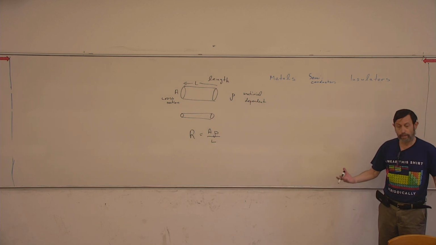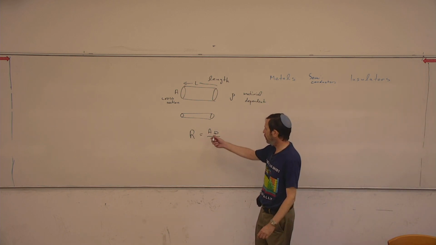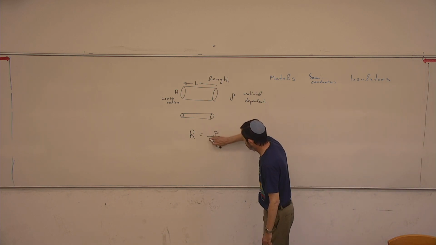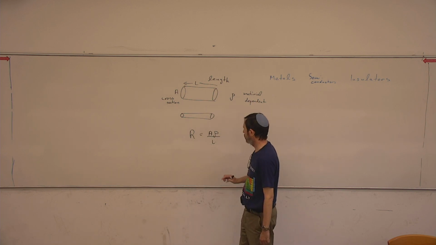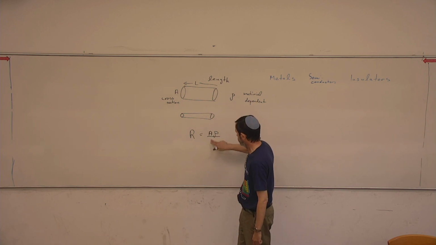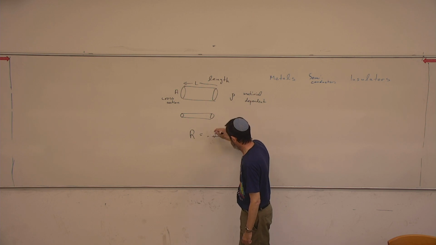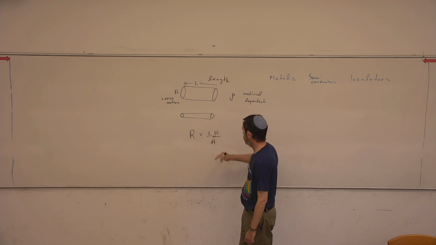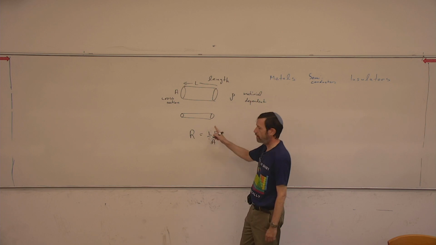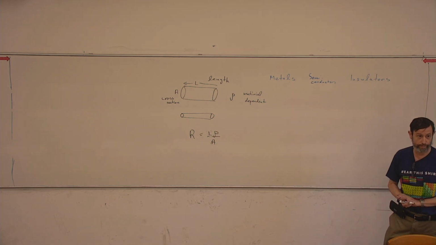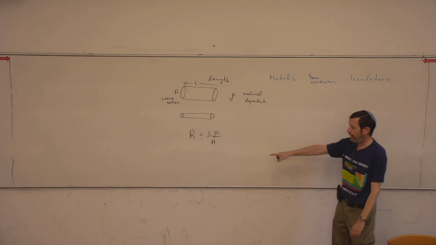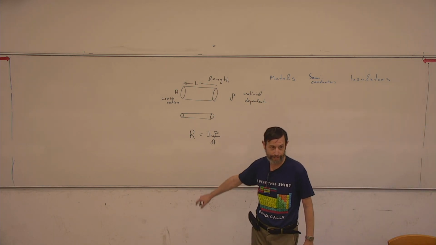Okay, it becomes larger as the resistance. You should... A over L. Okay, I wrote it correctly. Resistance becomes larger as the length becomes larger, and smaller as the area becomes smaller.